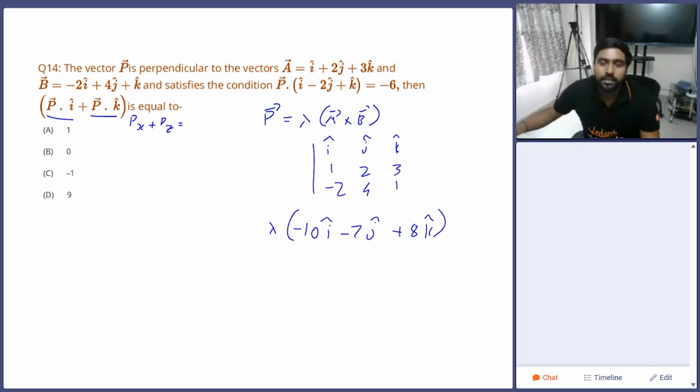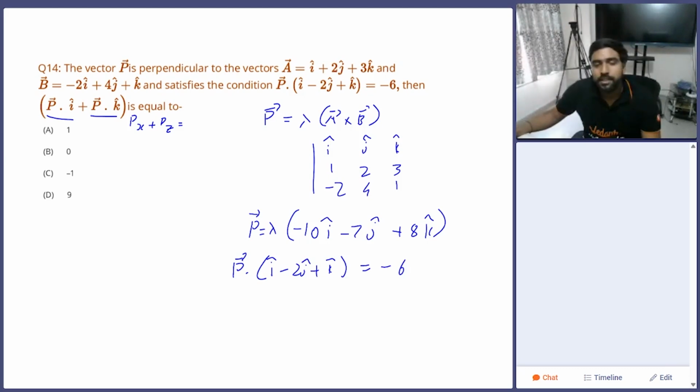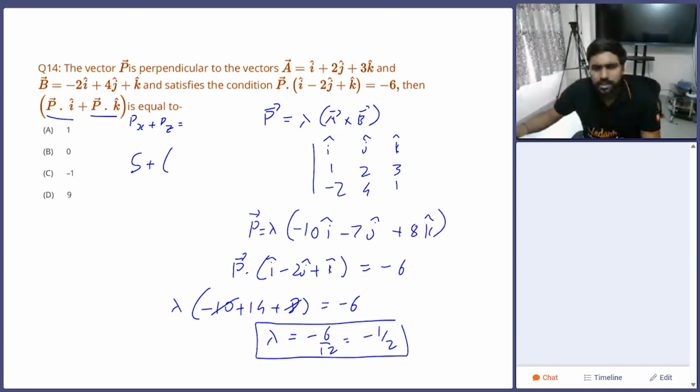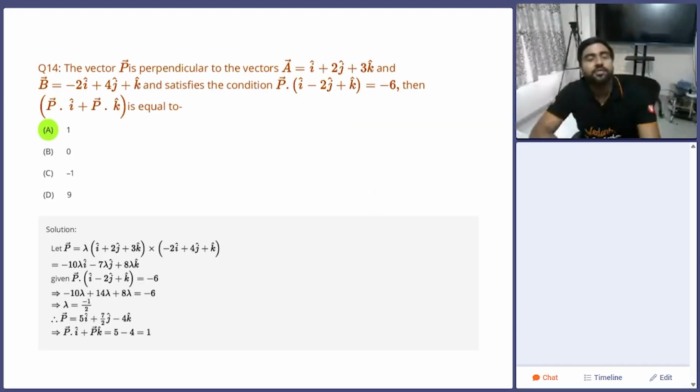This is into lambda, this is your P vector. Now you have been told that P dot (i cap minus 2 j cap plus k cap) is equal to minus 6. Which means minus 10 lambda, let's keep lambda aside for now, minus 10 plus 14 plus 8 is equal to minus 6. So what is this? This is minus 2... that's 12. Lambda is equal to minus 6 upon 12, which is minus 1 by 2. So your lambda will be equal to minus 1 by 2, which means what is the X component? X component will be 5. And what is the Z component? Z component will be minus 4. So 5 minus 4, that is going to be option A. 1 will be the answer for this question.